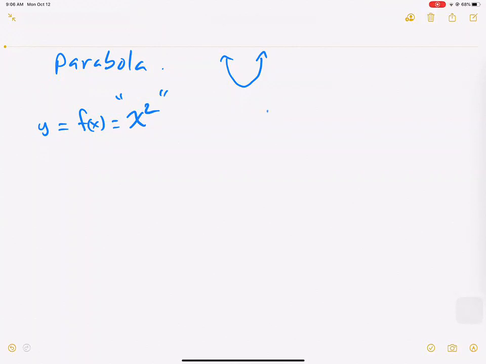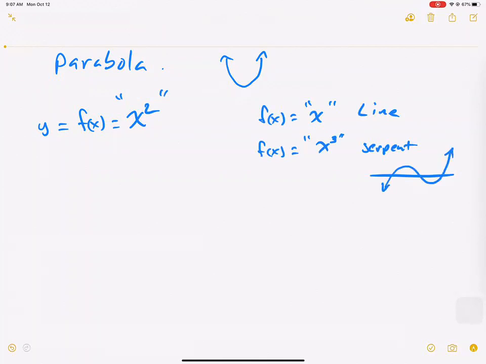So if you see f of x is equal to something with an x by itself, this is always going to be a line. If I see f of x is x cubed, we get this serpent. It goes something like that, some type of form. So x squared goes from a line to this serpent thing, from x to x cubed. So x squared is right in the middle. So we have this one serpent thing going. Well, I mean this U thing.